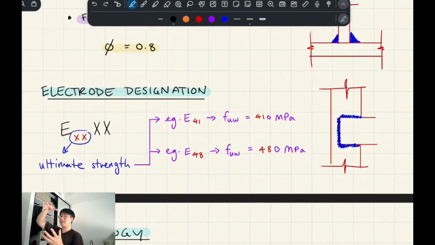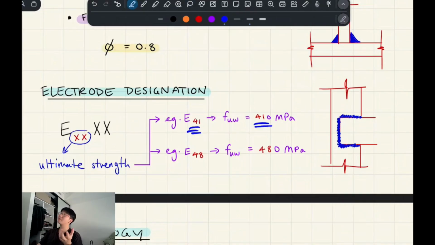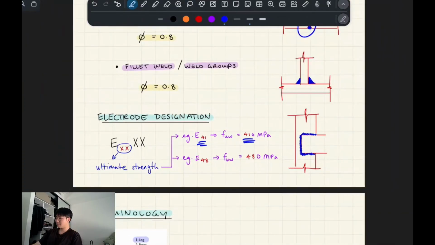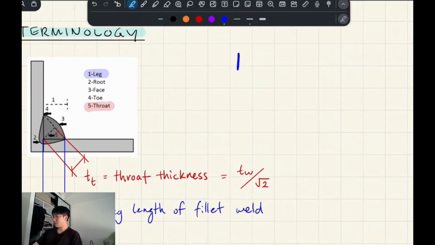So sometimes I'll specify an electrode, so it'll be like E41 for example. E41 just corresponds to the weld strength, right? 41 means 410 MPa for your ultimate weld strength.